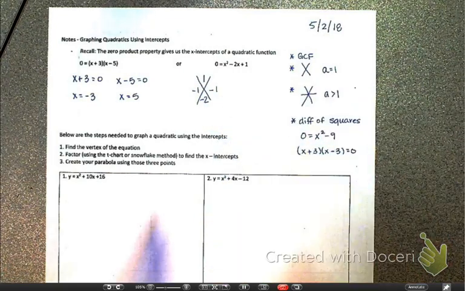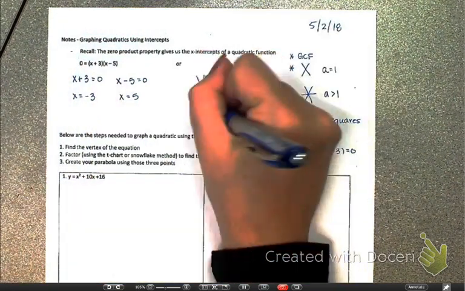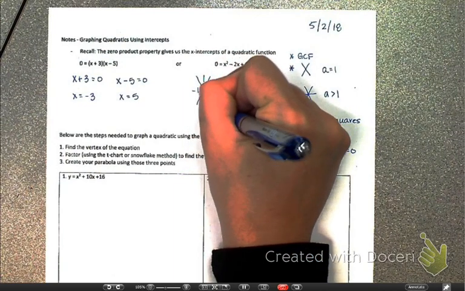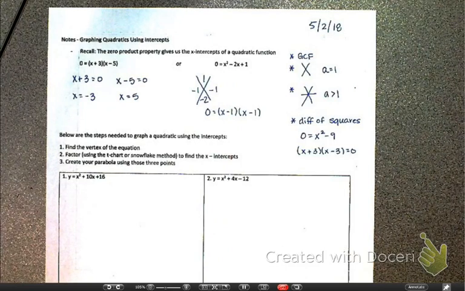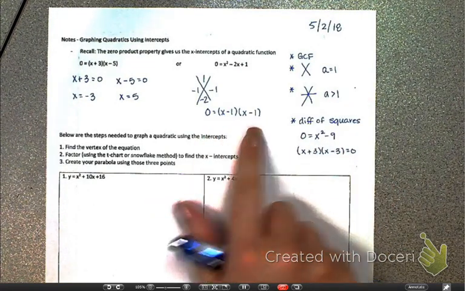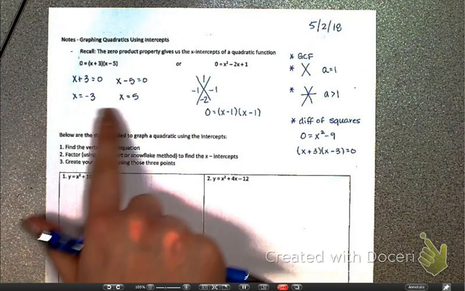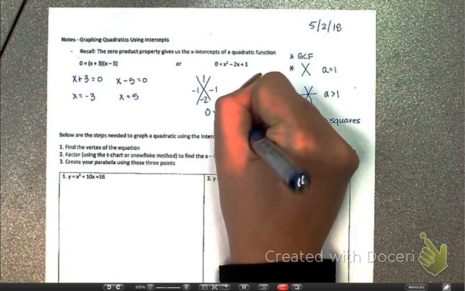From here, and this is where a lot of you messed up when you were factoring, you need to go to factored form, which is this. So you should have 0 equals x minus 1 times x minus 1. Once it's in factored form, that's when you set it equal to 0 and solve. If at this point you can do it in your head, I'm okay with that. Because I know x minus 1 is going to equal 0, which means x equals 1.